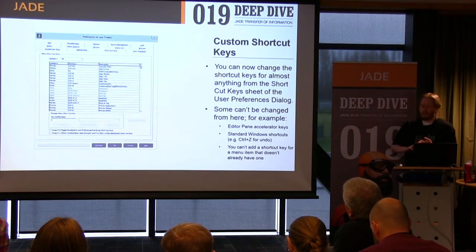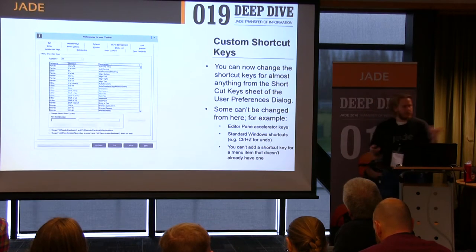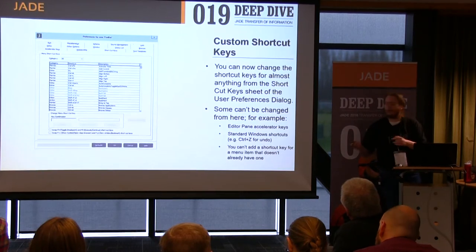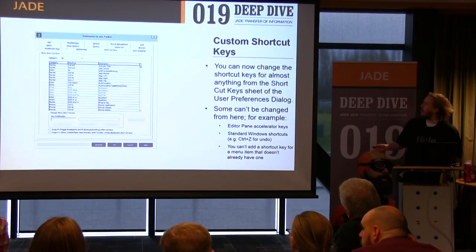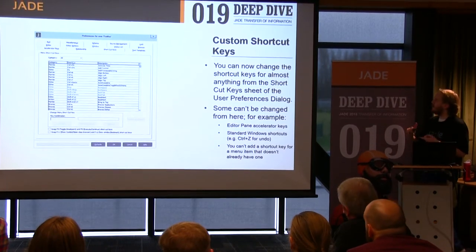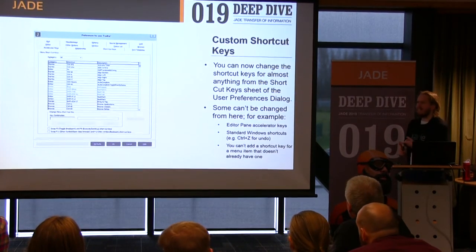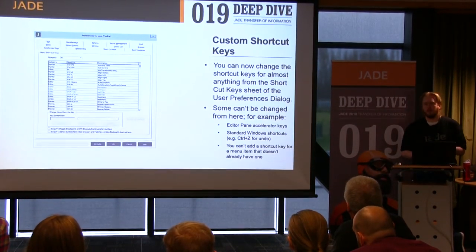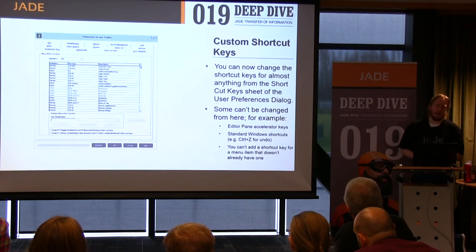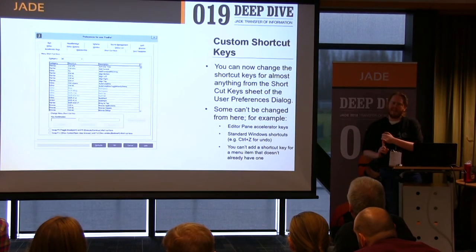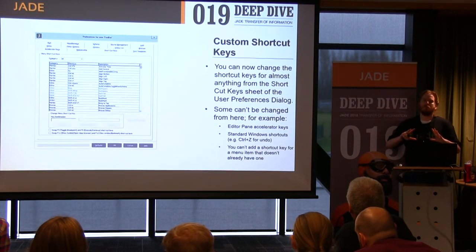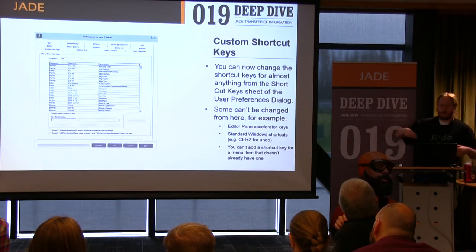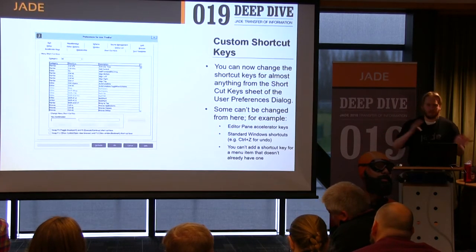Now, basically three exceptions. First of all, as you mentioned, accelerator keys. We do still have the accelerator key tab. If you're trying to change an accelerator, you can still do it. You just have to do it from that tab rather than shortcut keys. Second one is there are some standard Windows shortcuts. They're not actually Jade, they're Windows. So that's stuff like your Control Z for undo, Control C for copy. You can't customize those. The third kind of caveat is anything that doesn't already have a shortcut, you can't actually add one. This list is just going to have all of the shortcuts that already exist, and then you can change them to a different key combo.